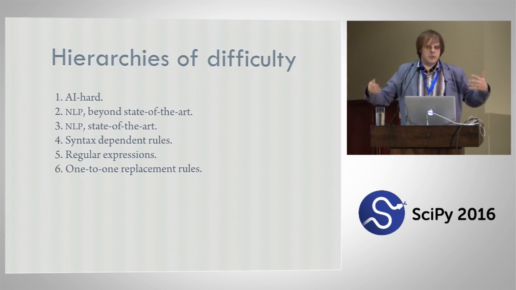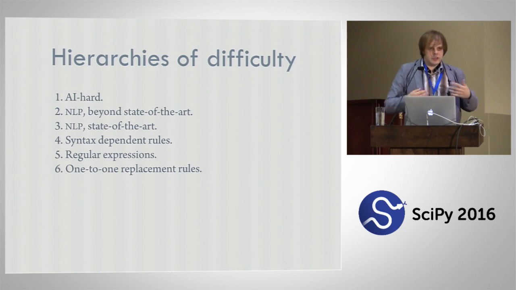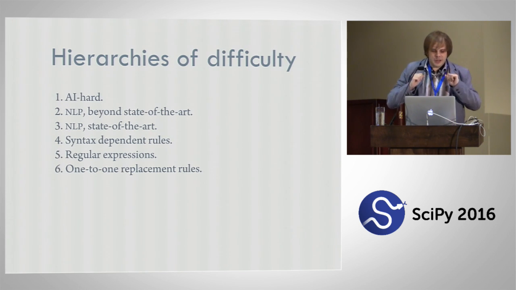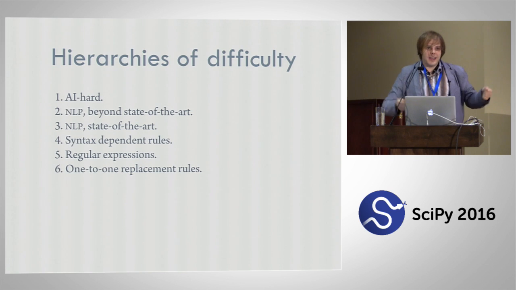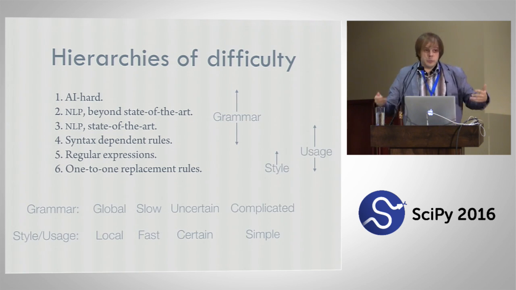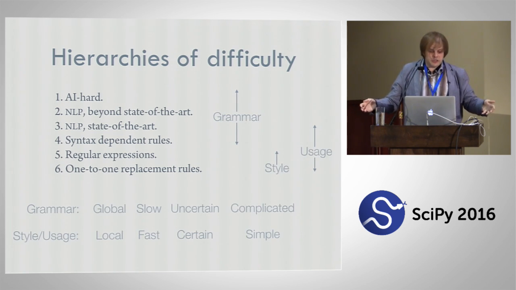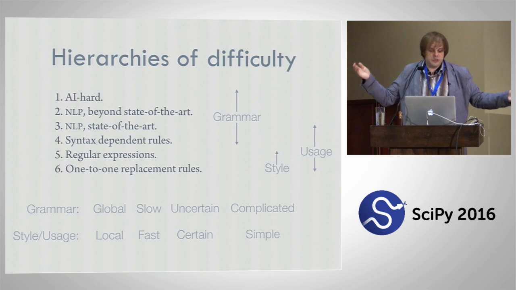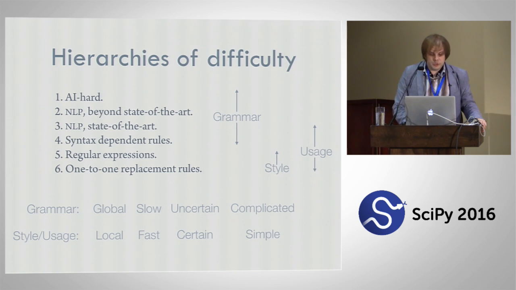One of the things we discovered in attempting to do this, again in the theory portion, is that there are ranges of difficulty for rules. It can be as hard as needing human intelligence to establish it, down to a one-to-one replacement rule where you don't even need a regular expression. One of the reasons we don't do grammar and we do style and usage is that grammar tends to be much higher up on the scale. Grammar is global, slow, uncertain, and complicated to implement, whereas style and usage is local, fast, certain, and simple.